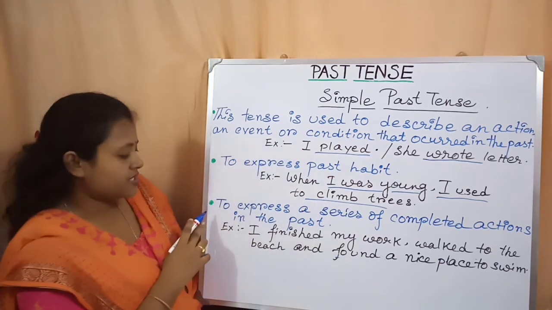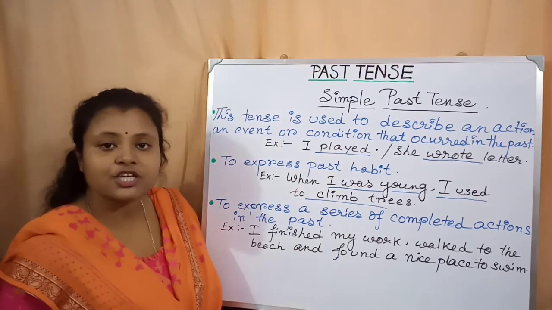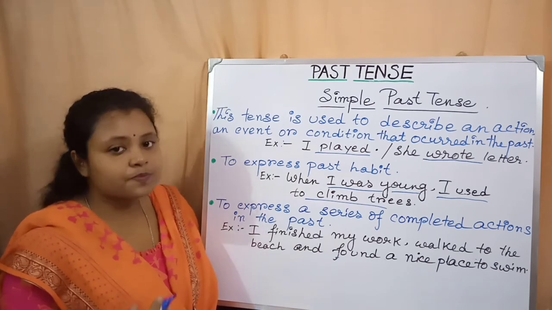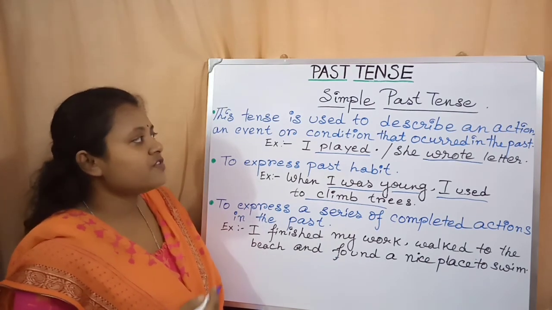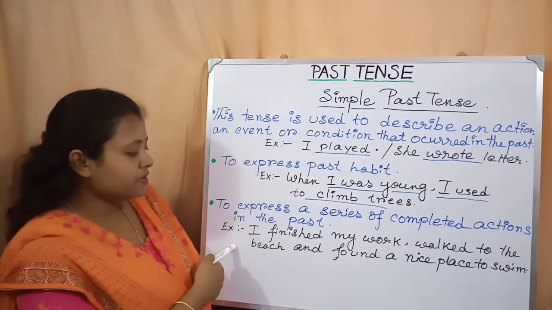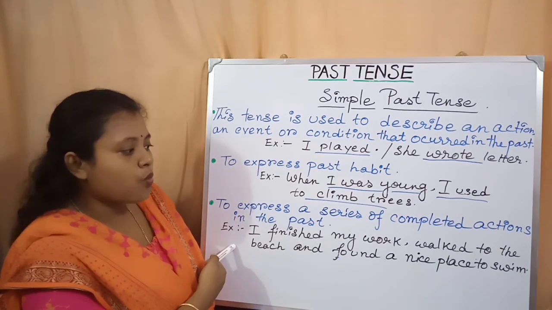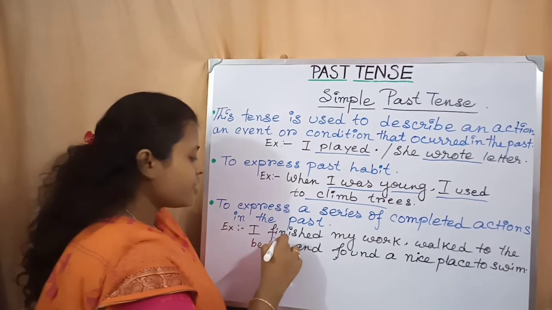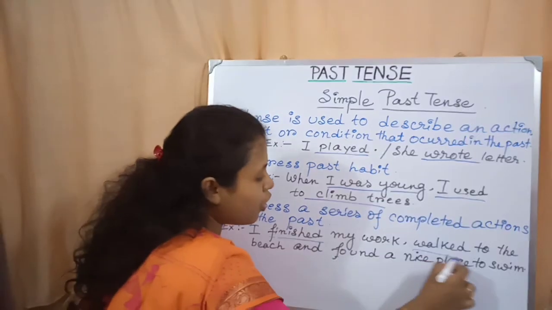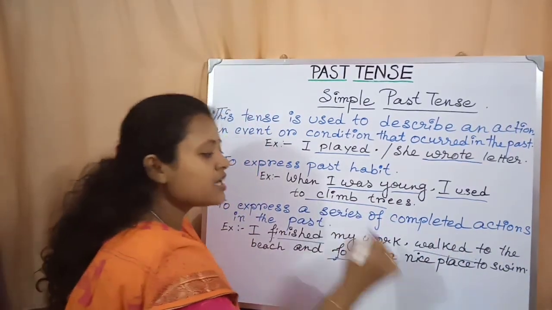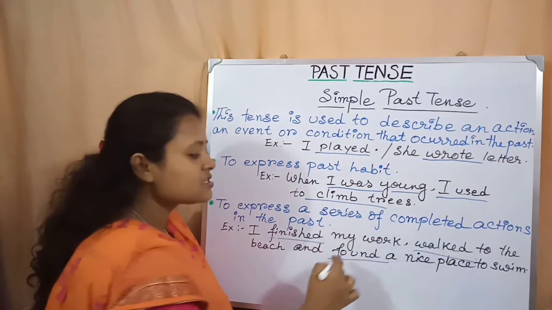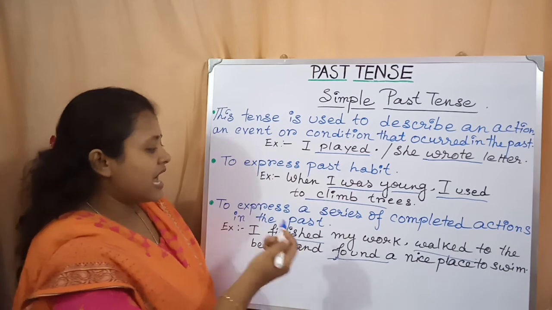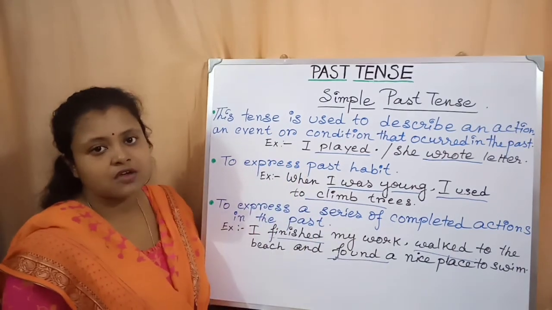Now come to the third point. To express a series of completed actions. Some actions had occurred in the past and to express that action I have used here simple past tense. Example, I finished my work, walked to the beach and found a nice place to swim. So here I finished, after that I walked and after that I found a nice place. So these are the series of the actions that had occurred in the past and to refer that I am here using the simple past tense form of the verbs.